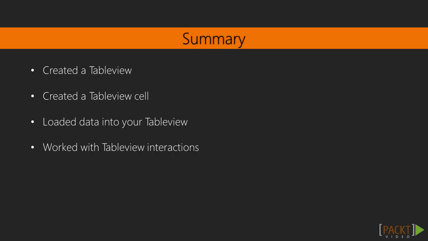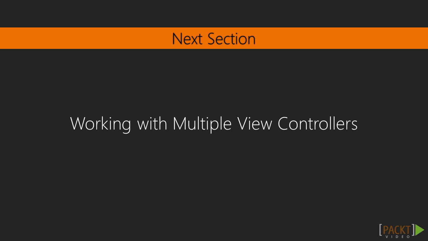So this brings us to the end of section 5. So far in this section, we've created a Tableview. We've then worked with the Tableview cells to create a prototype cell that will be dequeued and reused. We've also loaded the data into our Tableview. And finally, we've worked with Tableview interactions to allow the user to access this. In the next section, we're going to look at how we can work with multiple view controllers.